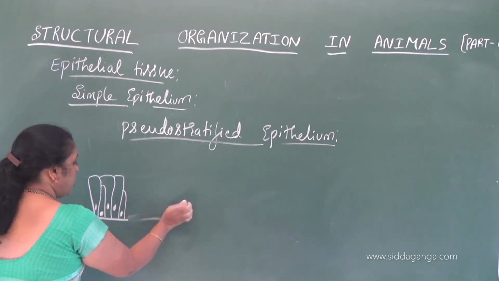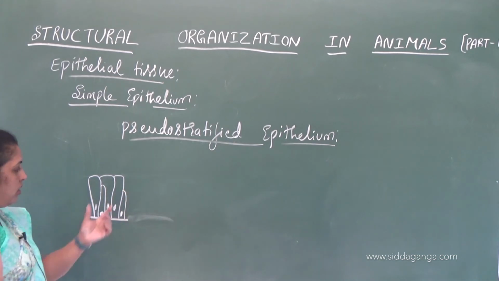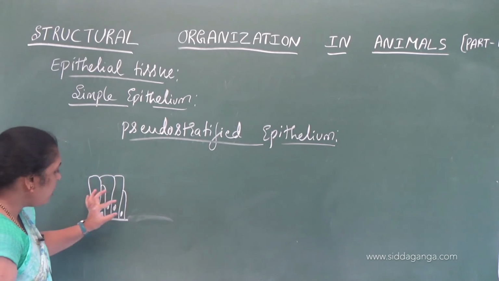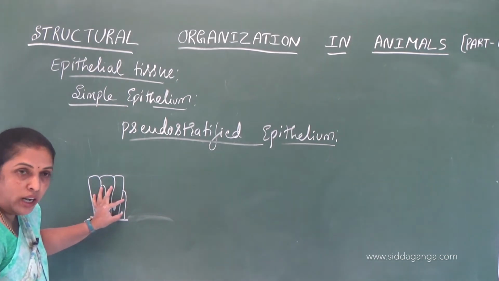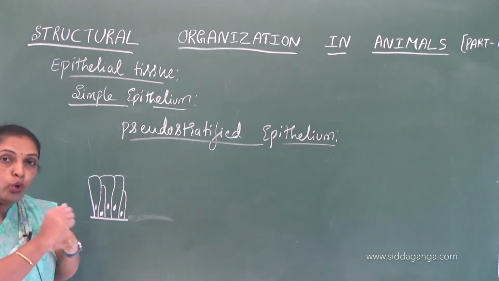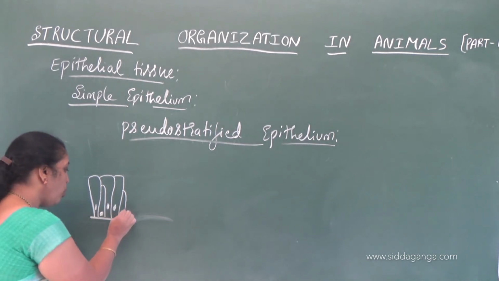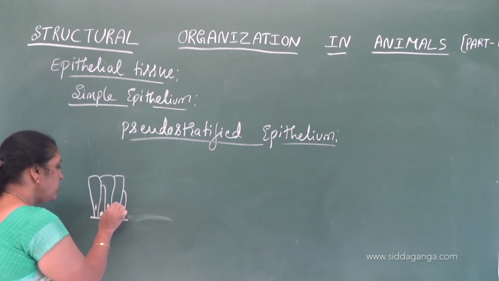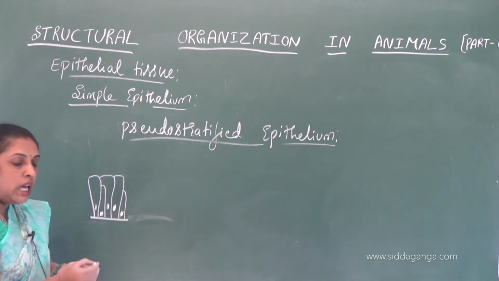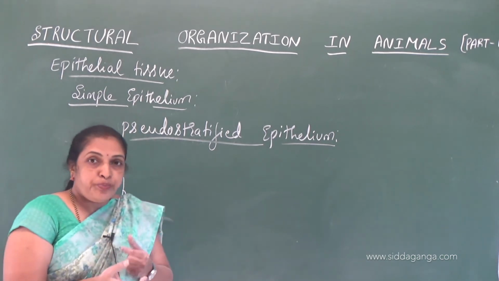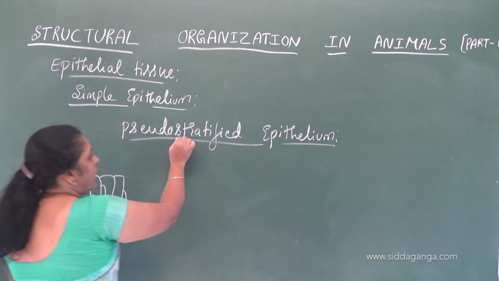So, like this, the length of the cell varies. Some cells will have longer length, some cells will have shorter length, where the nucleus position is going to be changed. The shorter cells have round nucleus and longer cells have oval nucleus. This nucleus arrangement will depict like stratified.